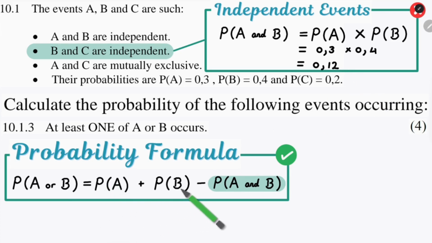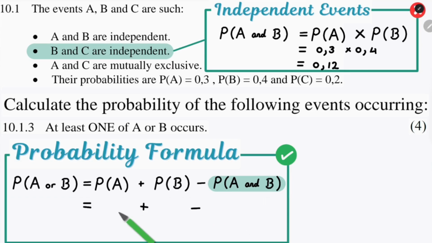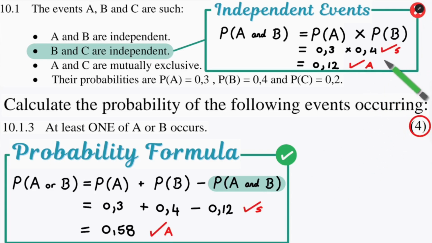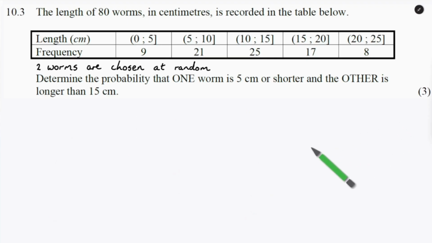Now we have all the goodies we need. Let's pop them in. So the probability of A is 0.3. Probability of B is 0.4. And the probability of A and B, we worked it out to be 0.12. Okay, slap that in your calculator and you get 0.58 as our final answer. And your 4 marks are awarded for the substitution and answer here, as well as the substitution and answer here with the probability formula.